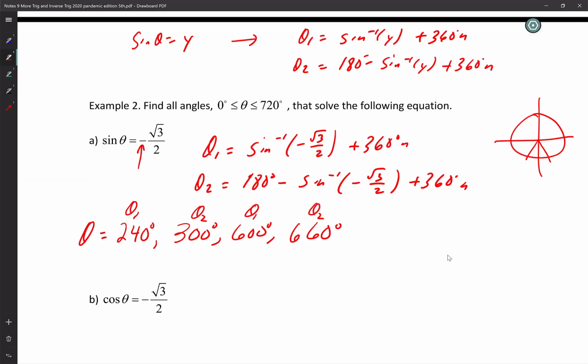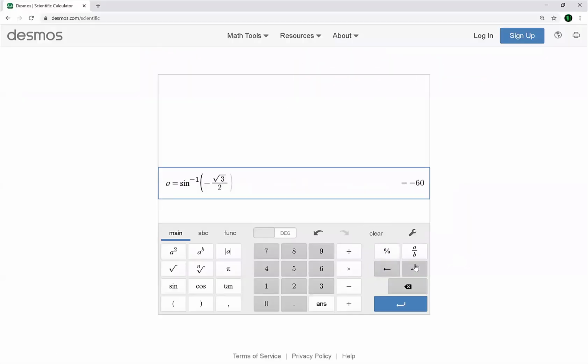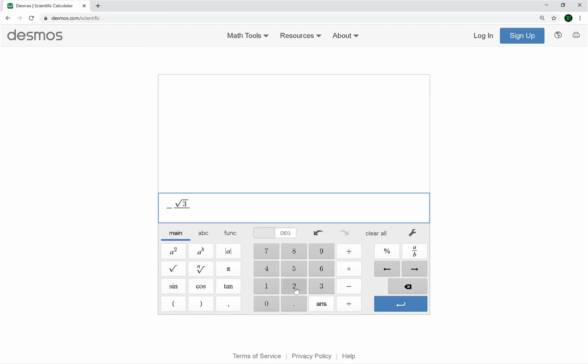All right. Now I'm going to test them all. Check it out. I'm going to go to my Desmos, and I'm going to test them all. So I'm going to clear everything. And I'm going to find out what negative square root of 3 over 2 is in decimal. So negative square root of 3 divided by 2. So this is what I'm looking for. I'm looking for that negative 0.866.